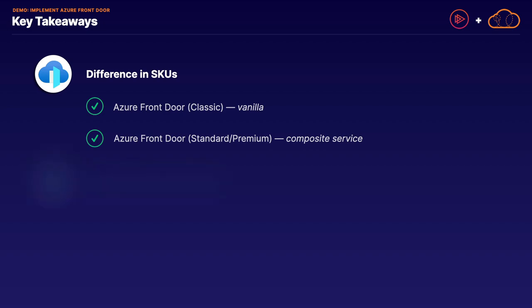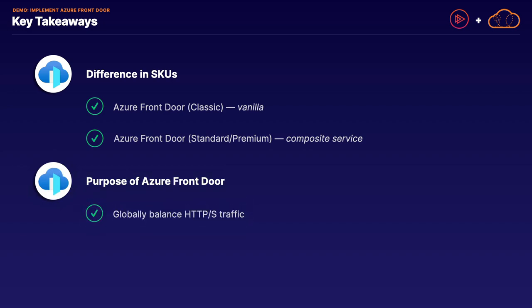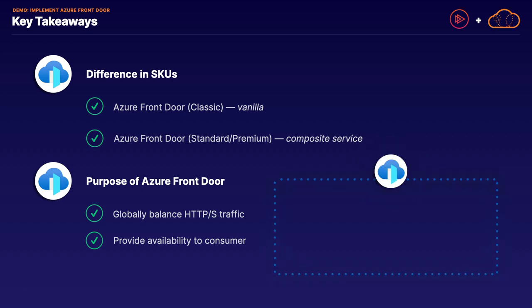Now, the main purpose behind Azure Front Door, as we saw in our demo, was to globally balance HTTP and HTTPS traffic to web applications across regions at global scale, and to provide the capabilities to be able to cache content at those edge locations so that we could serve traffic to users depending on how we want to load balance that solution. Now, this provides that availability to the consumer wherever they are in the world to be able to consume our web applications and have low latency.